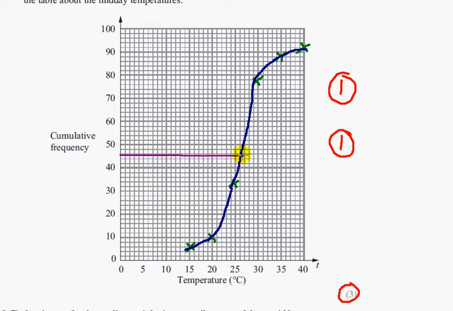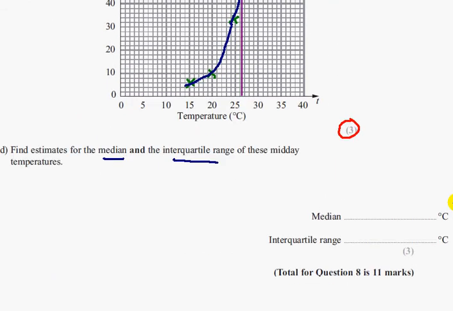So if we draw a line across, now I haven't done my curve very neatly, so let's hope that this works. And down. So I estimate that to be 26.5, should we say? Okay, so my median I think is 26.5 degrees. Now for the interquartile range, I'm going to need the lower quartile and the upper quartile, and I'm going to take those away.